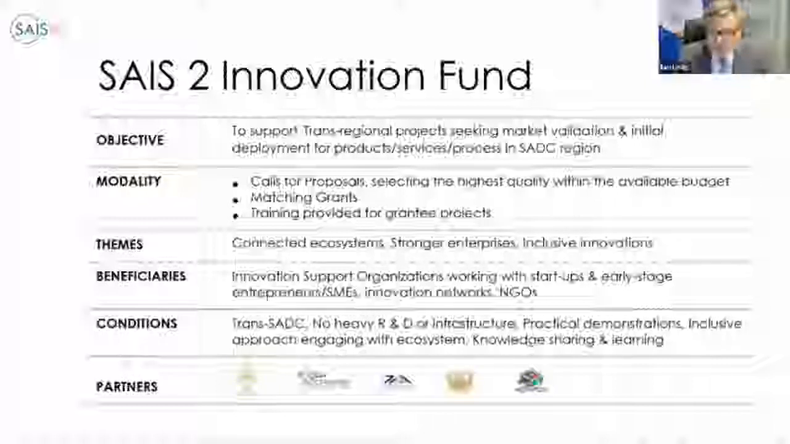And the purpose is to select the highest quality proposals within the available budget that has been allocated to each call. These are matching grants, so the money doesn't come as 100% free. We are expecting that the applicants are also putting their own resources to roll out these innovations to the market. And I will talk a little bit about that later on when we look at the different call windows. So what is the level of the matching resources required?